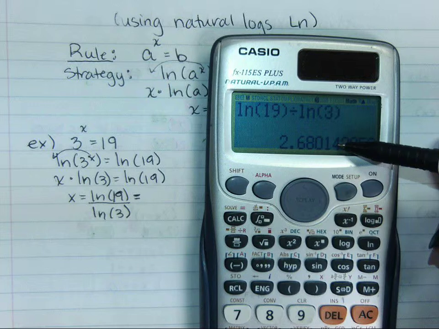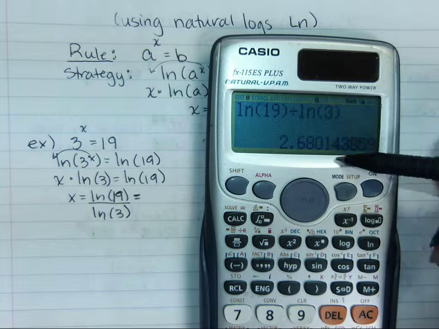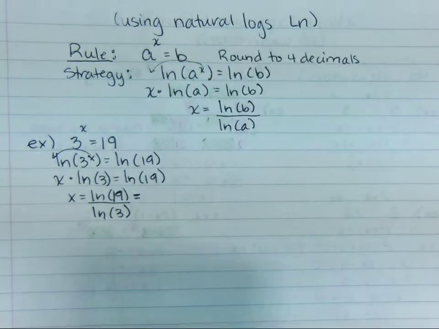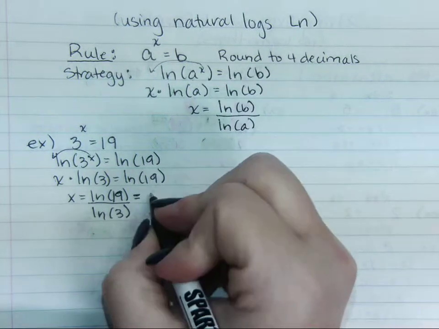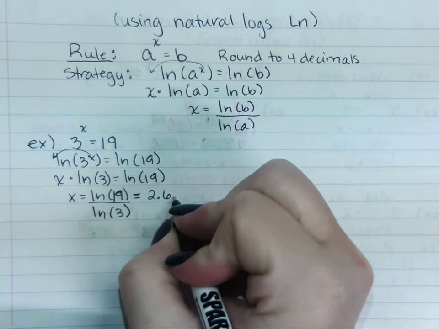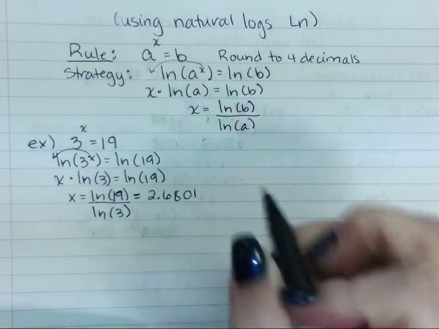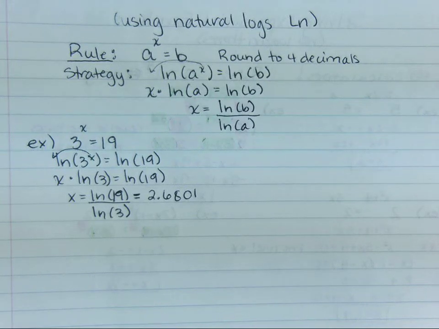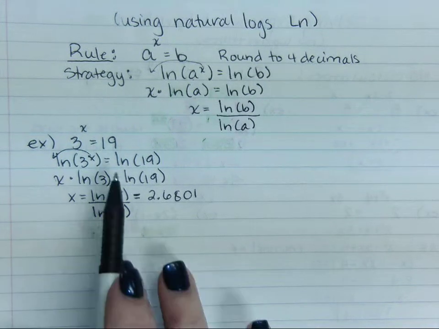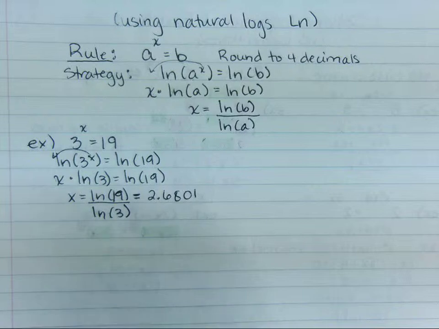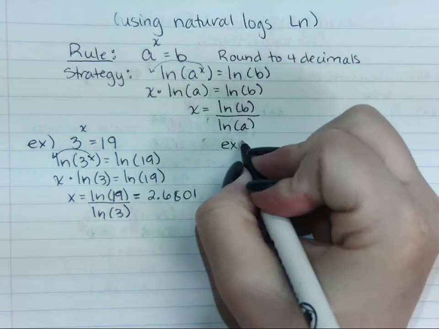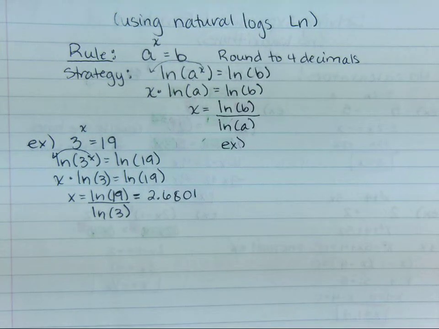And this number 4 is not bigger than 5, so I'm going to chop it right here at the end of 1. And so the value for x that would make this true is approximately 2.6801. And so you can see that your process is a little bit longer, but you're going to be able to use your calculator now. Right. So let's do a few others.